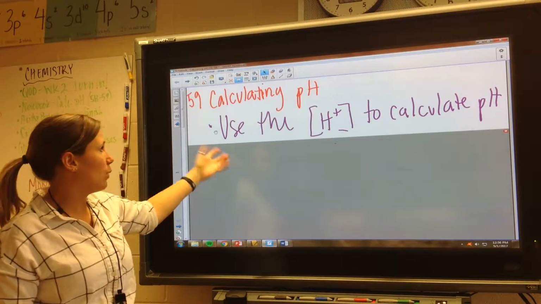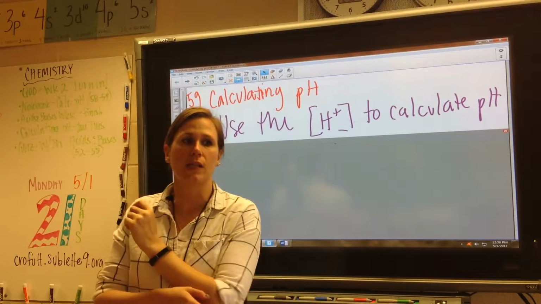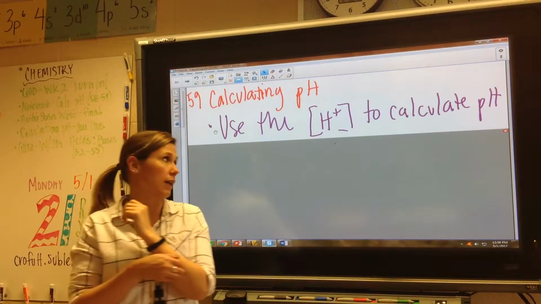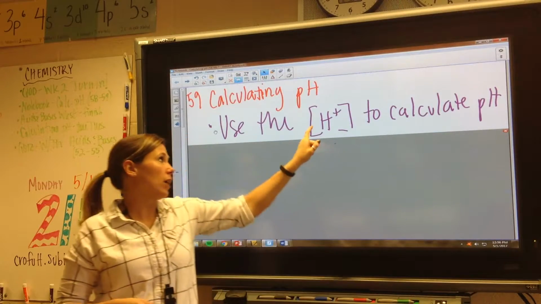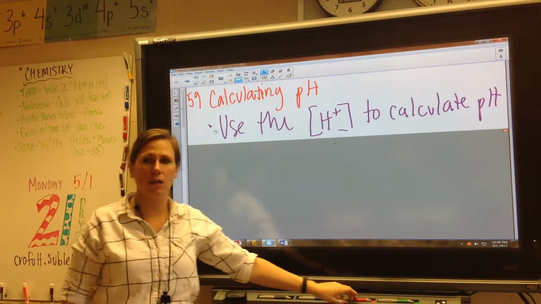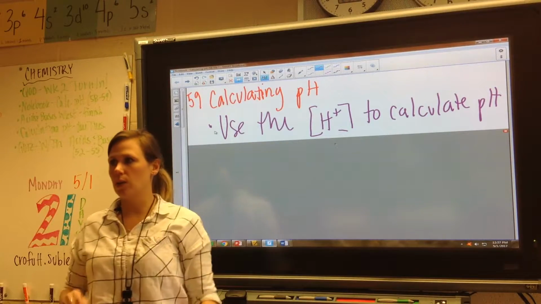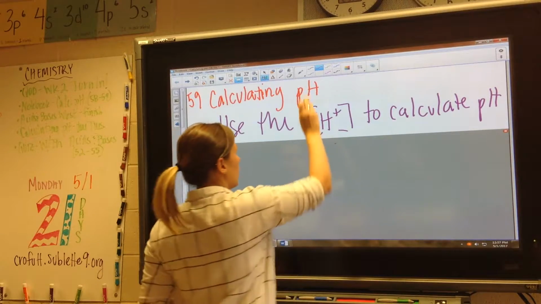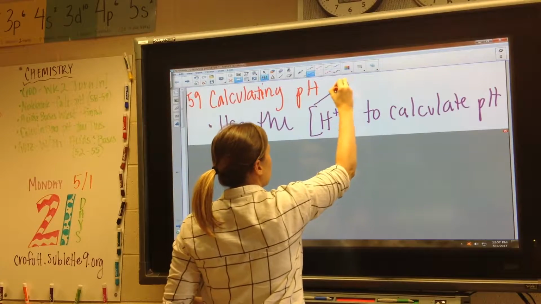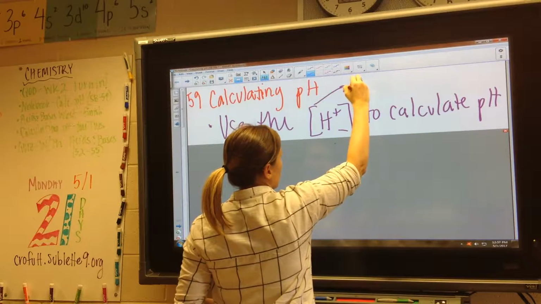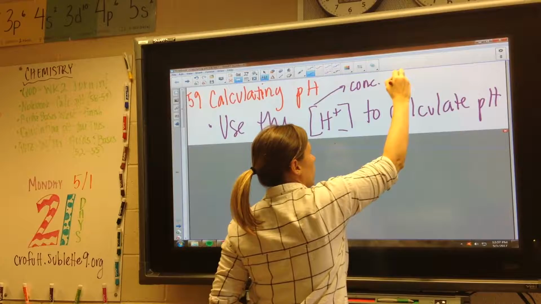Okay, 59, calculating pH. Just like we did on Friday, you're going to use the hydrogen ion concentration to calculate our pH. Anytime you see those brackets, what does that mean? That we're using concentration. What do we measure our concentration in? Good, concentration in molarity.